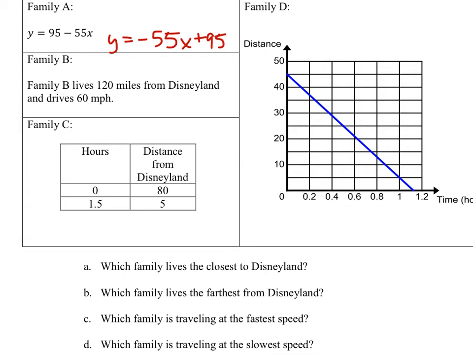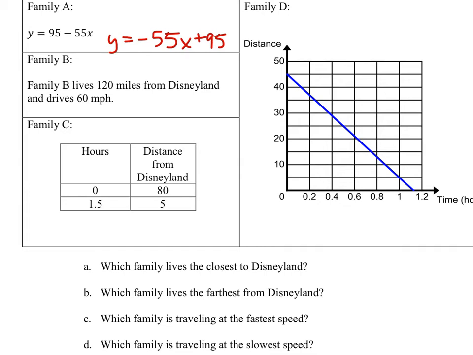Because family B, it says they live 120 miles from Disneyland, but they drive 60 miles per hour. So who's driving faster, A or B? B so far, and who lives farther? B, okay. So we'll have to determine perhaps which one will get there the fastest. Family C, how far away do they live from Disneyland? How many miles? 80 miles, very good.